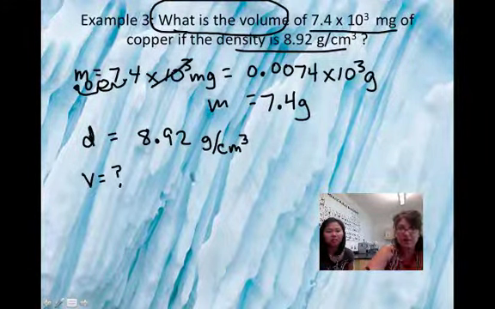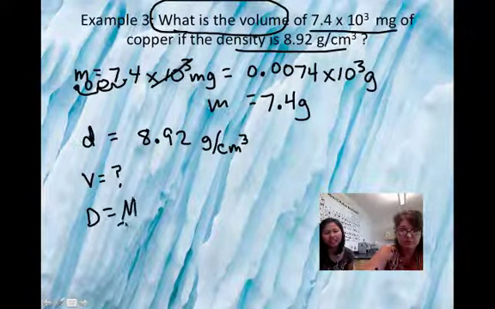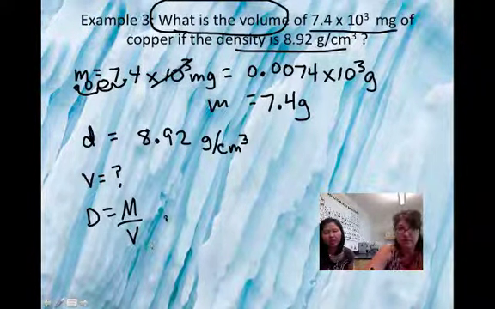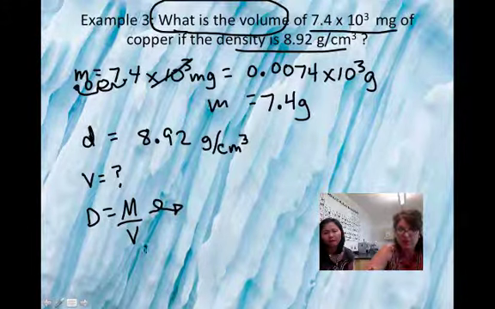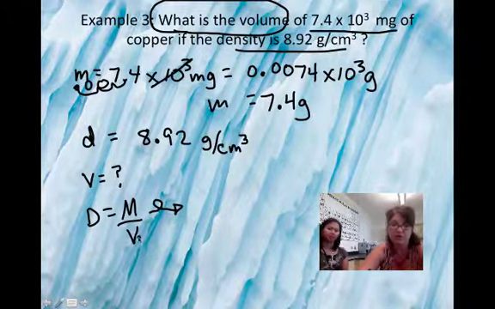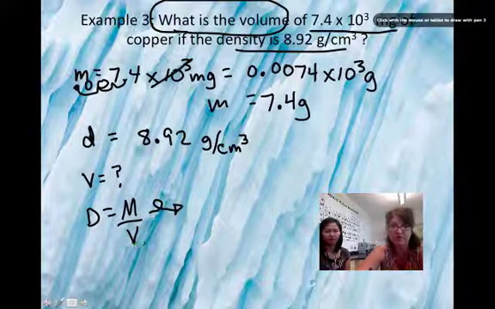I don't know the formula for volume, but I know the formula for density. Density is mass over volume. So let's rearrange this. I want to get volume by itself, so I need to get it out of the denominator. What's the opposite of divide?